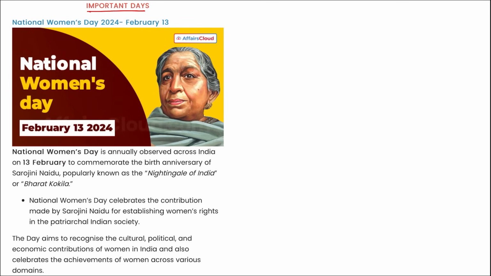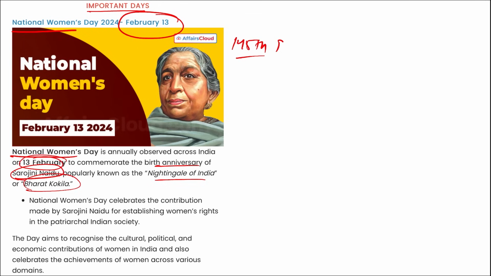Moving on to important days. National Women's Day is observed on 13th of Feb, and it is to commemorate the birth anniversary of Sarojini Naidu, famously known as Nightingale of India or Bharat Kokila. Right? This is National Women's Day observed on 13th of Feb. This year in 2024 on 13th of Feb, it was the 145th birth anniversary of Sarojini Naidu.